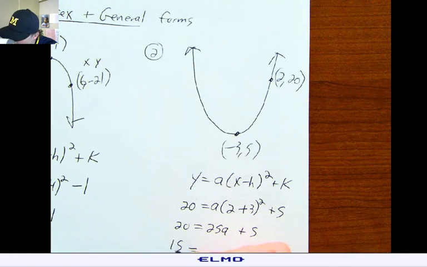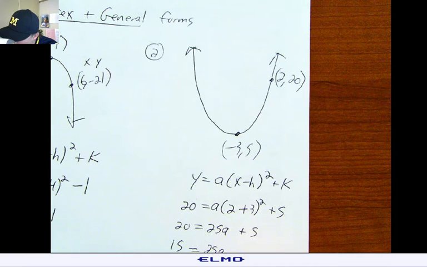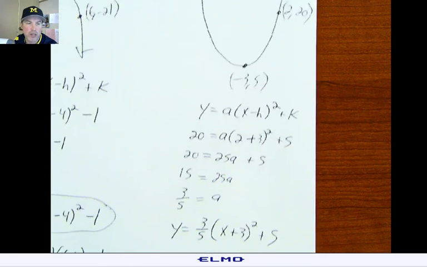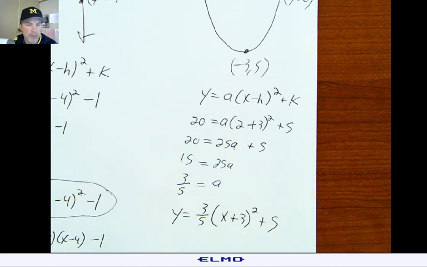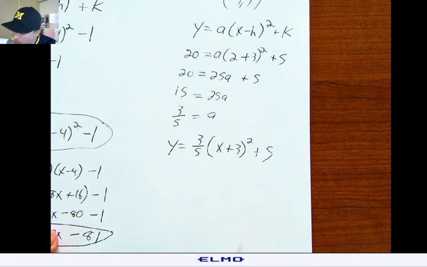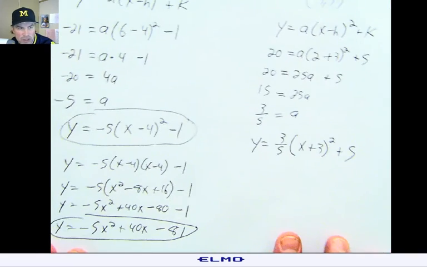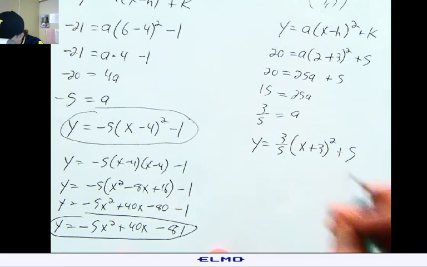Subtract 5 from both sides, so 15 equals 25a. Divide both sides by 25, and a ends up equaling 3 over 5. So y equals 3 over 5 times x plus 3 squared plus 5. Oops. Sorry about that, folks. That is my final vertex form answer. All right, now I can multiply it out to work into standard form the same way I did this one. You can use it side by side to give you reference.